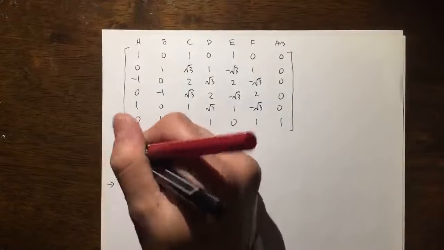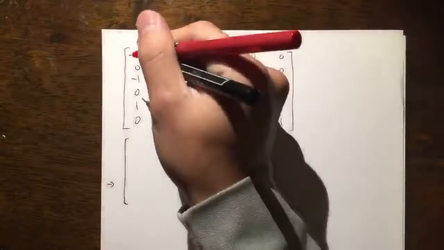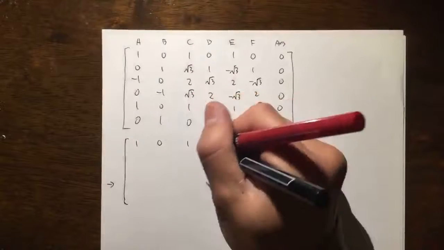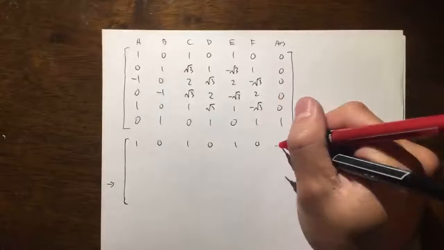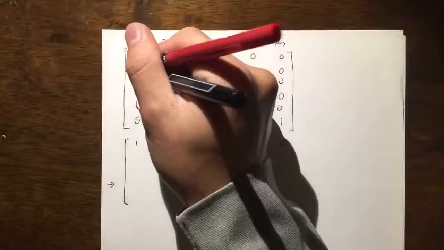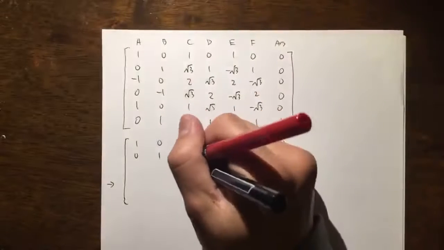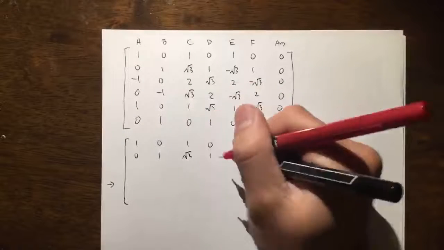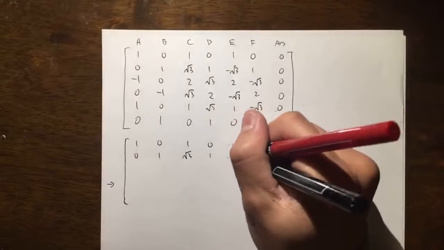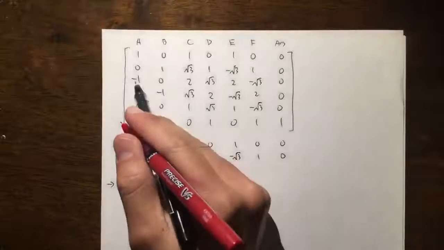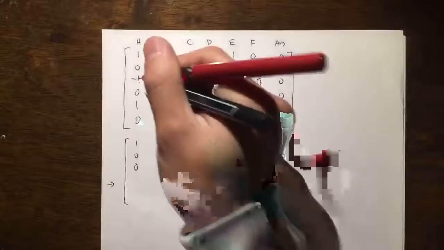So now, let's see. I want to make 1. The first row is going to stay the same. So 1, 0, 1, 0, 1, 0, 0. And then this is 0 already, so that's good. This is 1 already, so that's good. And this stays the same for now. Square root of 3, 1, negative square root of 3, and then 1, and then 0. Okay, to make this equal to 0, this is what I need.